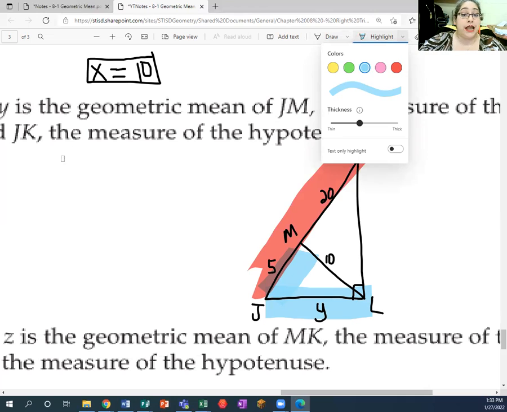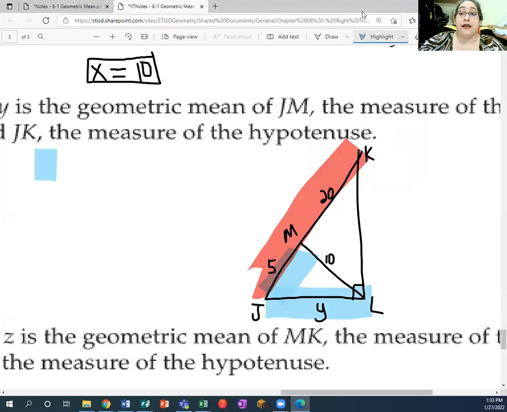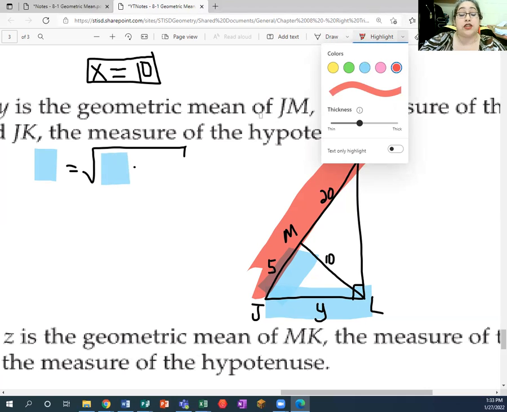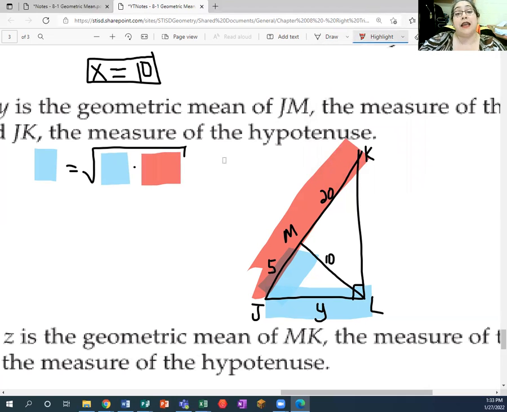Okay. So once again, the measure of the leg is the geometric mean of, that's the square root with inside things being multiplied. It's the geometric mean between the piece of the hypotenuse closest to the leg that we're interested in, times the entire length of the hypotenuse that we've been given. All right, there's the measure of the leg, which is Y.